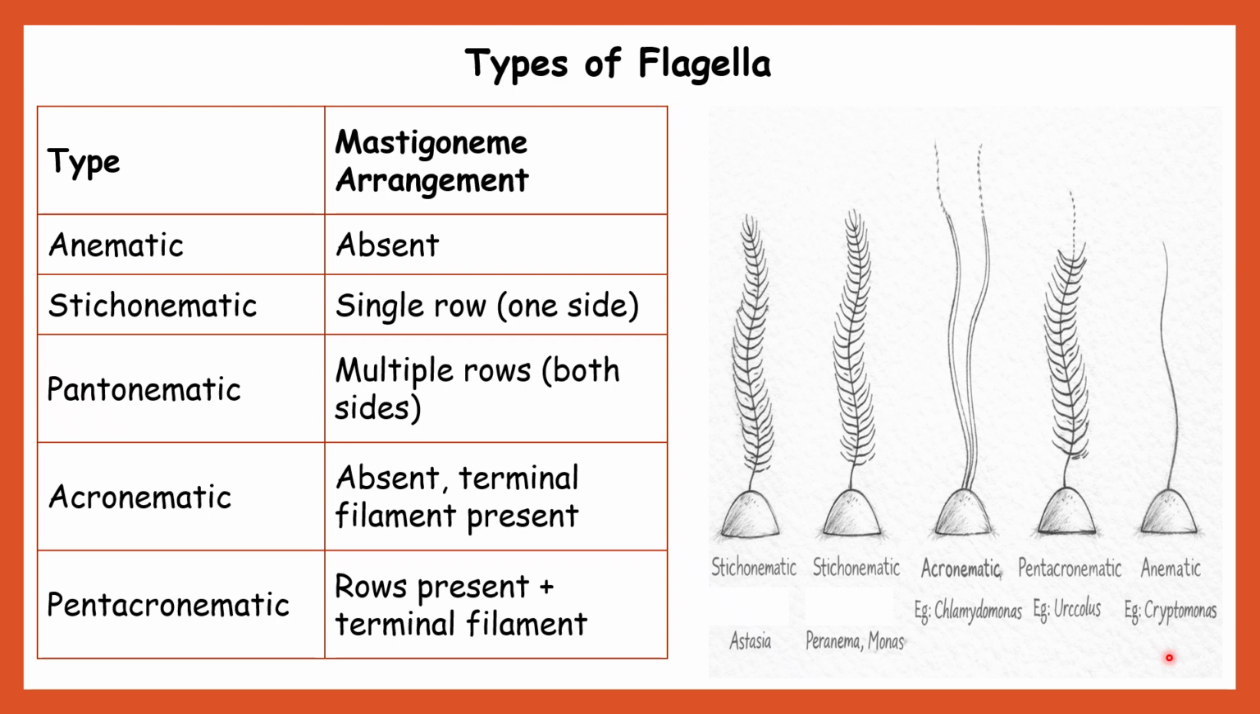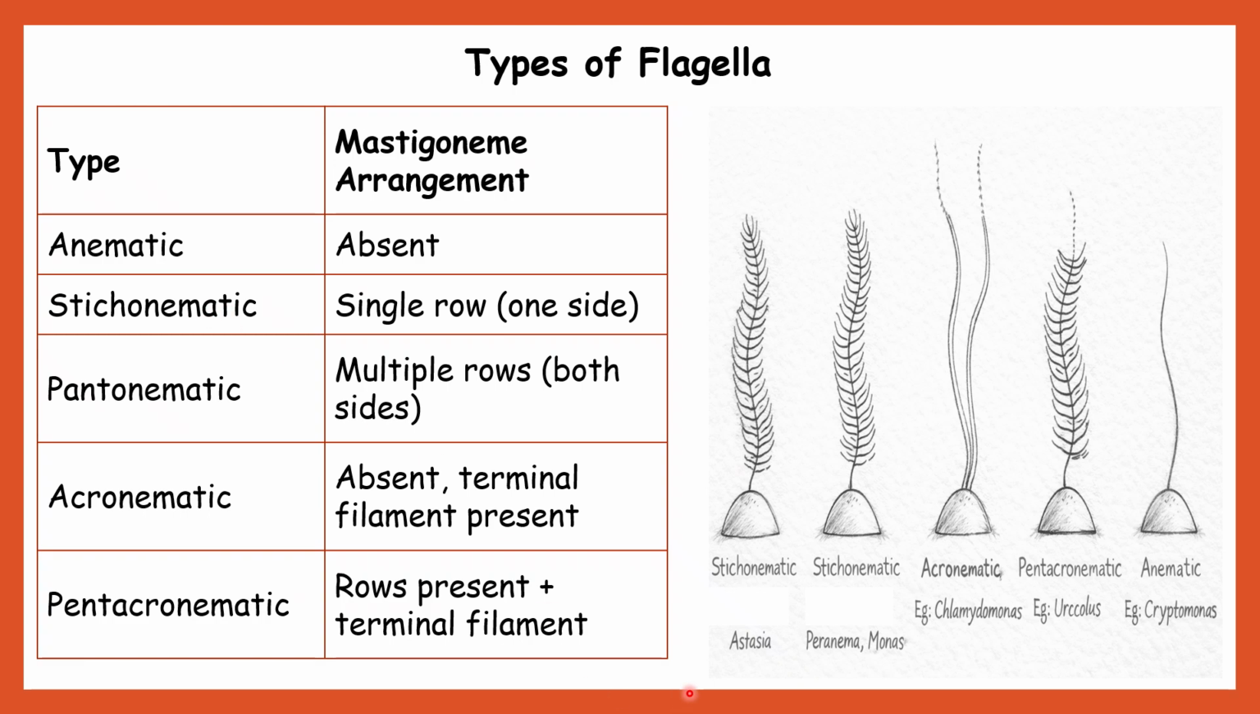On the other hand, coming to the second category, stichonematic, we can see that the axonemes are present in only one single row. One single row, then that type of flagella is known as stichonematic, and the example for this is Astasia.